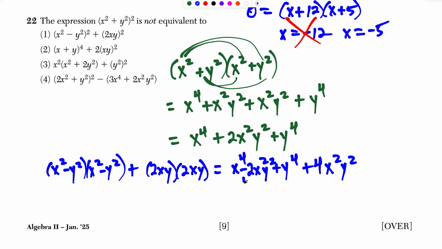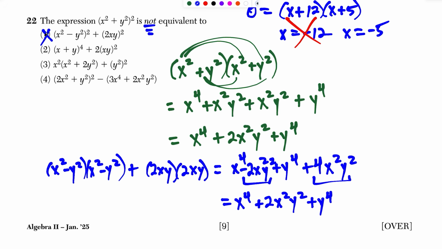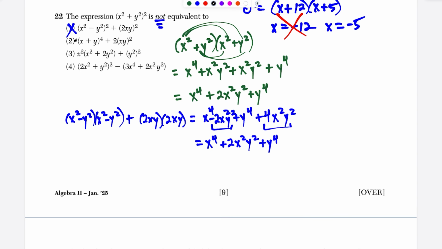So when we combine the x squared y squared terms, this simplifies to x to the fourth. Negative 2 plus 4 is positive 2, and we have 2x squared y squared, and then we have that plus y to the fourth at the end. So this one actually does match. We want the one that's not equivalent to, so that tells us choice 1 is out. Now let's look at the remaining answer choices.